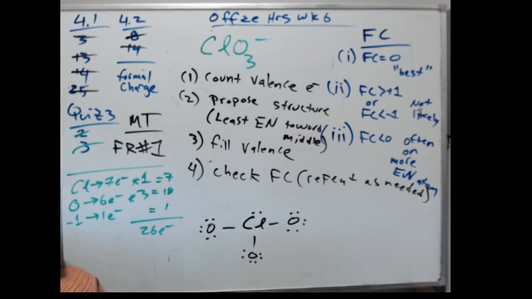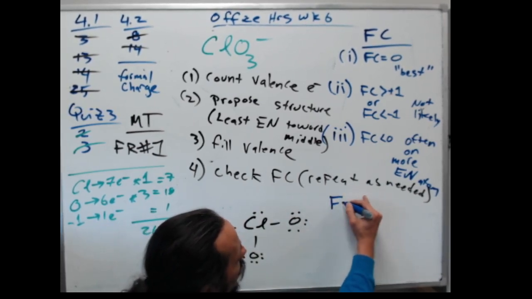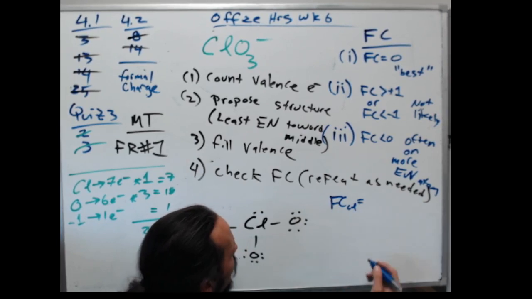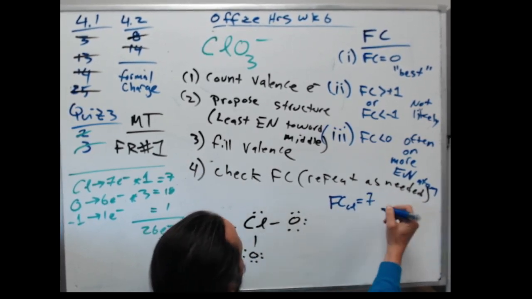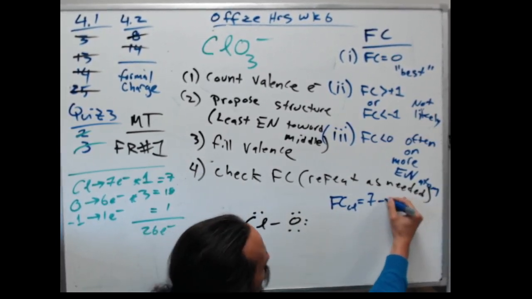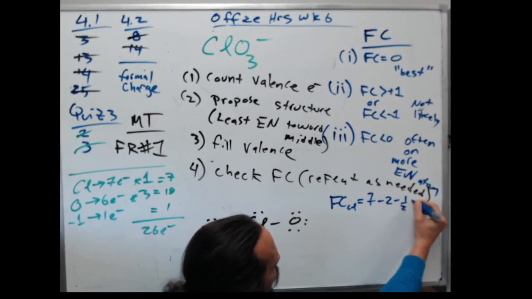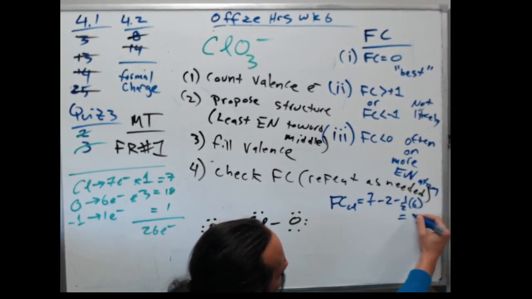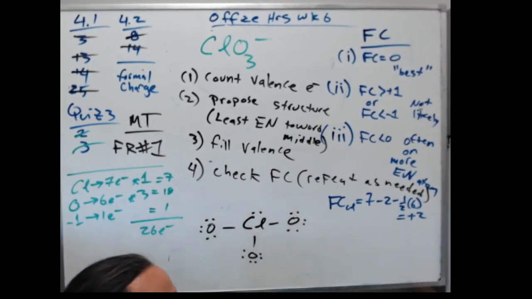So let's actually use the formal charge to check that and see if we can predict how it's going to go. Our formal charge on chlorine is going to be 7 minus 2 minus a half of 6. The formal charge on that chlorine is +2. Ooh, that's not great.